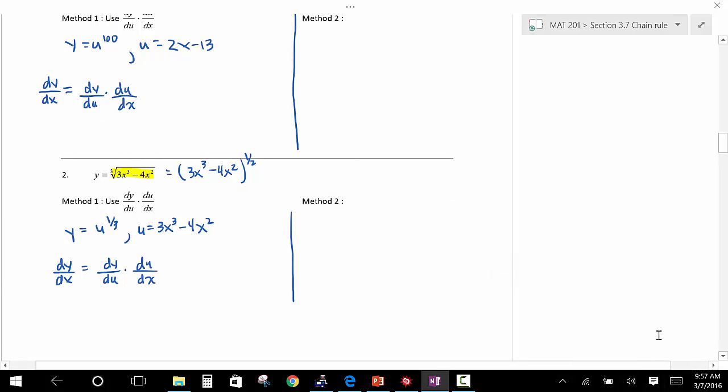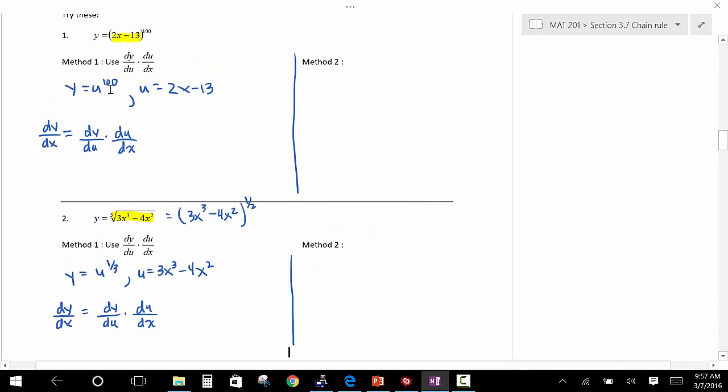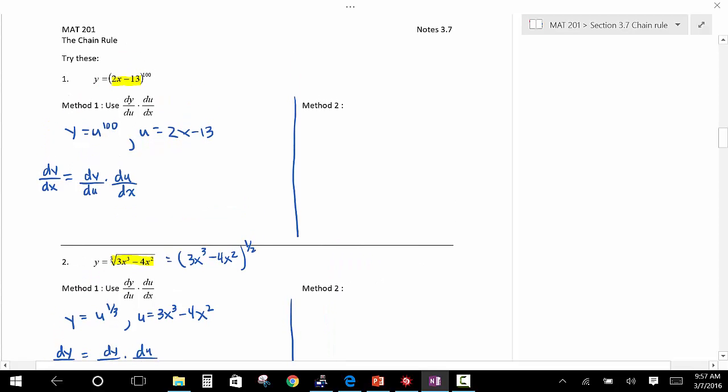If you're not simplifying, these problems shouldn't take you too long to do. So this first example, I find that when you do the first method, sometimes students don't set them up right. So you're just thinking of something to the 100th power. So y is u to the 100th, where u is what's inside, the 2x minus 13.